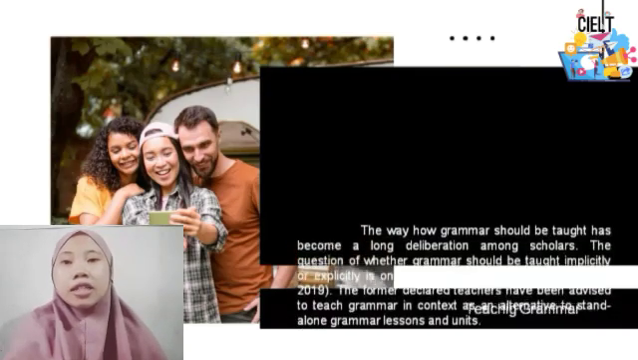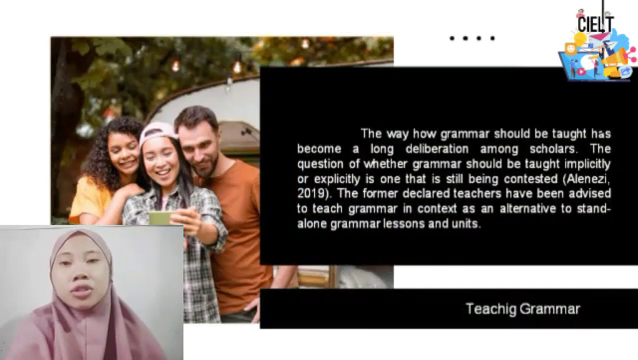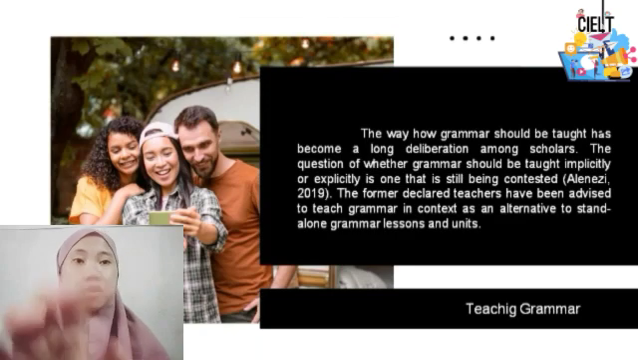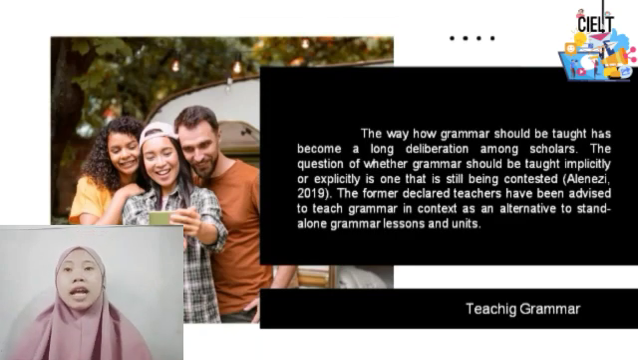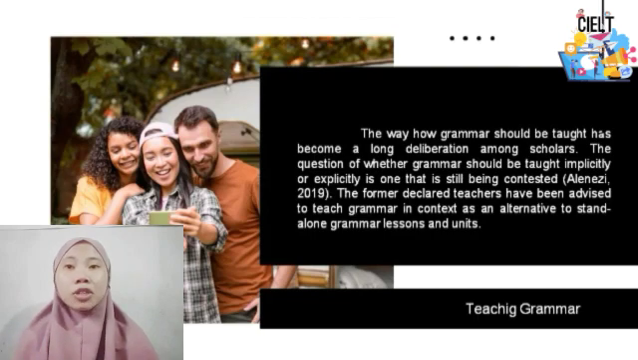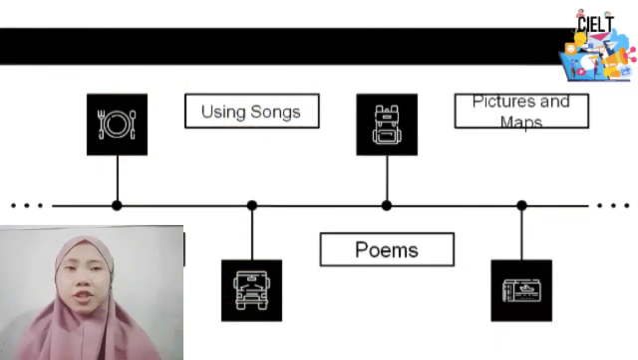Next is teaching grammar. This is important for all teaching of grammar. How grammar should be taught has become a long deliberation among scholars. The question of whether grammar should be taught implicitly or explicitly is still constantly debated. The former declares that teachers have been advised to teach grammar in context as an alternative to stand-alone grammar lessons and units.